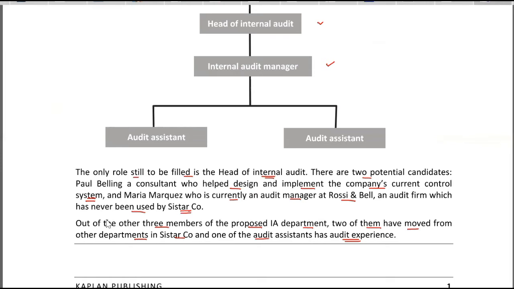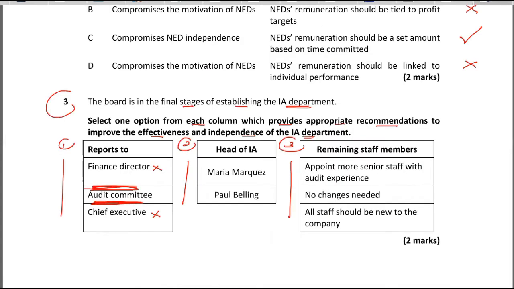There are 2 potential candidates, Paul Balling, a consultant who helped design and implement the company's current control system, and Maria, who is currently an audit manager at Rossi and Bell, an audit firm which has never been used by sister company. So the Paul Balling is a person who actually made these controls. So if they are reviewing these controls, then this will be a self-review threat, because the Paul Balling is the person who actually made these controls. So preferably Maria.